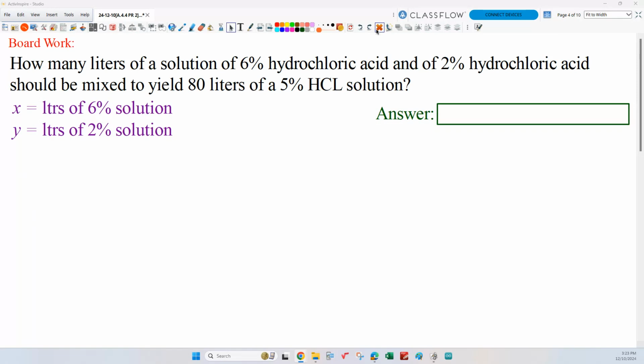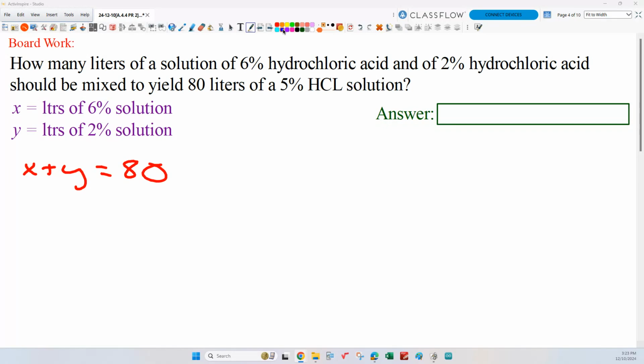So we need to get 2 equations then. Do we have an X plus Y equals equation? So liters of strong plus liters of weak equals how many total liters? 80. There you go. Okay, now what about the other equation?